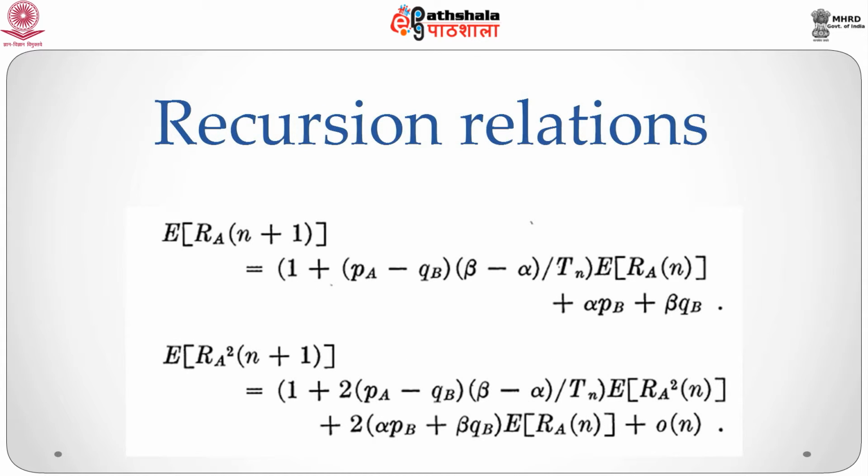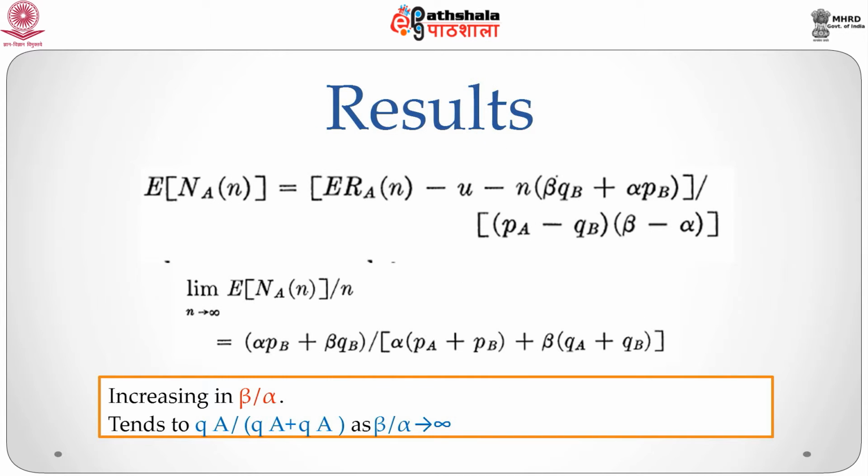Using these relations, we have the following recursive relations for the expectations of R_AN and R_AN squared. If we further define N_AN as the number of patients assigned to treatment A after N assignments, then we have expectation of N_AN equal to expectation of R_AN minus U minus N times (beta Q_B plus alpha P_B) by (P_A minus Q_B into beta minus alpha), assuming that P_A is not equal to Q_B and beta is not equal to alpha.